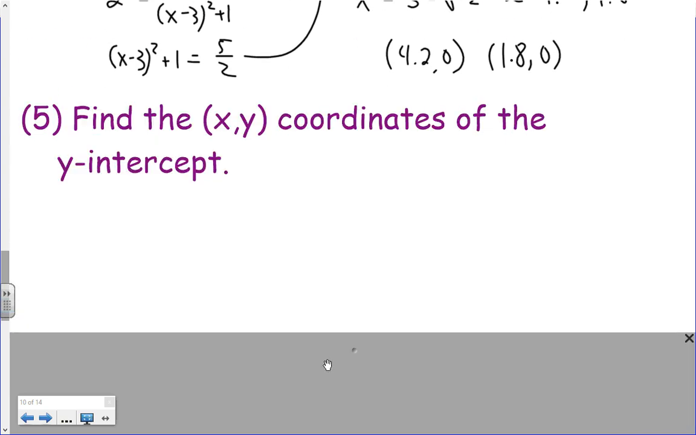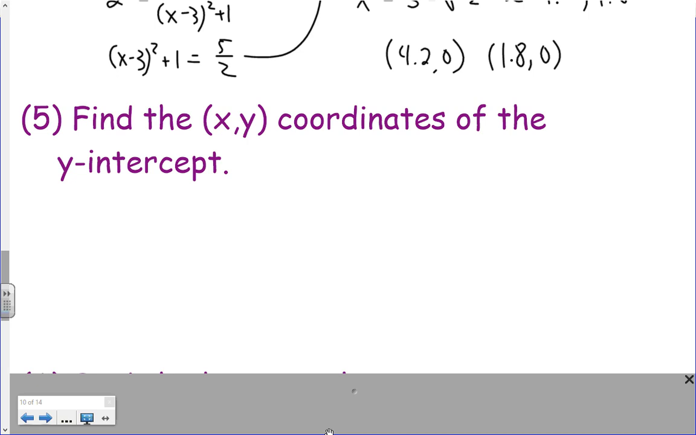All right, now find the xy coordinates of the y-intercept. Again, these are pretty easy. I like the y-intercept. Those are a little bit easier to calculate because you just have to plug in the value of x equals 0. It is usually a little bit easier than the process we just went through up above.